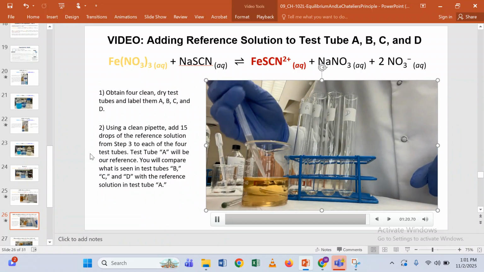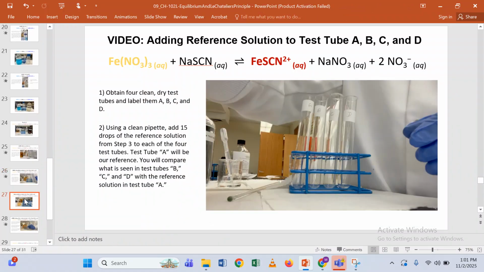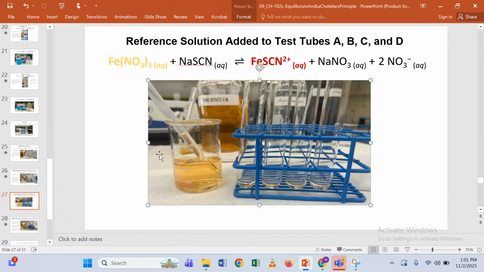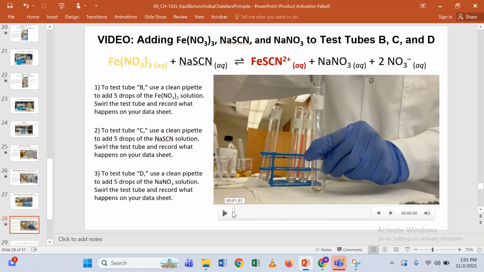All right, we added our drops and we are ready for the experiment. Okay, first experiment. So now we have A, B, C, D. A is our reference. B, C, D will be doing the experiment. And let's see now what we are going to be doing.